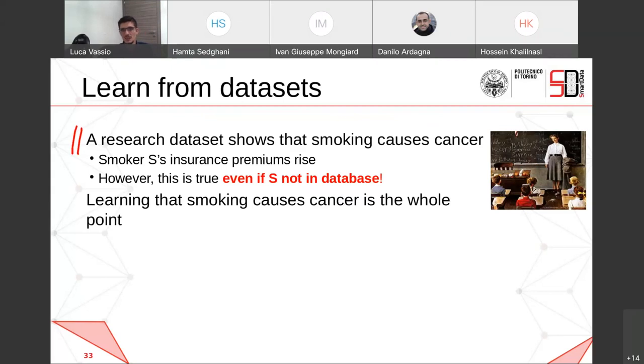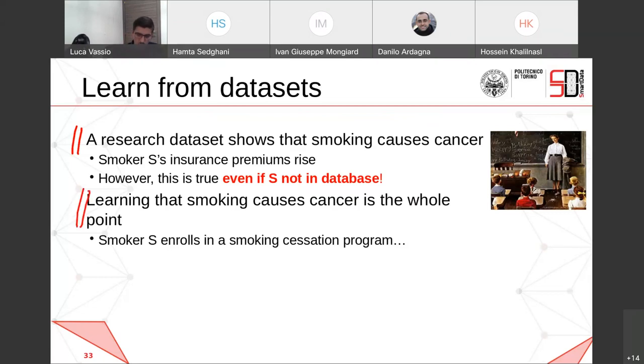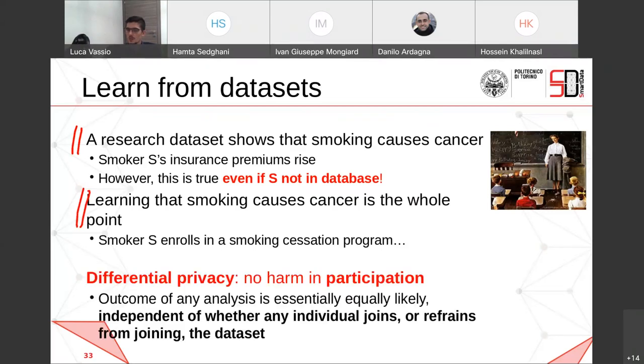And so actually, in the end, learning is the whole point. We're not really interested in understanding what S is doing. We want to learn that smoking causes cancer, not what S is doing. And if we learn this, then we'll also have a social impact, because then the smoker can enroll in a smoking cessation program and stop. So the idea is that we don't want any harm from participation in the dataset. Smoker S will have some harm, but it's not dependent on participation. Whether S participates or not, S will still have the same harm: the premium will rise. And so this is the idea of differential privacy.